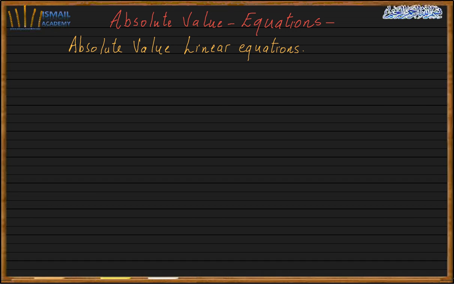The lesson today is about absolute value equations. We are going to learn the fourth case of absolute value linear equations. We already talked about case 1, case 2, and case 3 in the previous lessons. So today we are going to learn case 4. Case 4 is involved when A is not equal to 1, B is not equal to 0, C is not equal to 0, and D is not equal to 0.